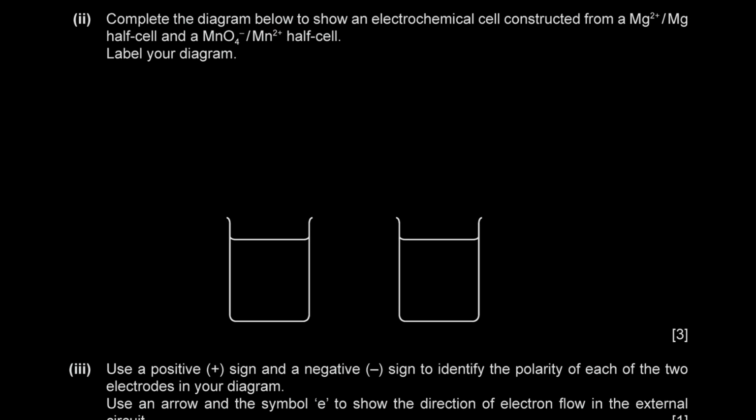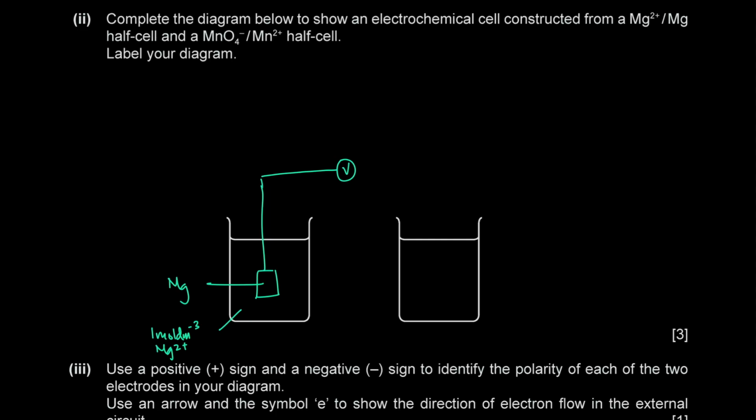So here we have a magnesium electrode. Our electrolyte over here, the only ion present in this equilibrium is Mg2+. We're going to have a 1 mole per dm cube solution of Mg2+. We're going to connect this to the other half cell using a wire, and we're going to have a voltmeter.